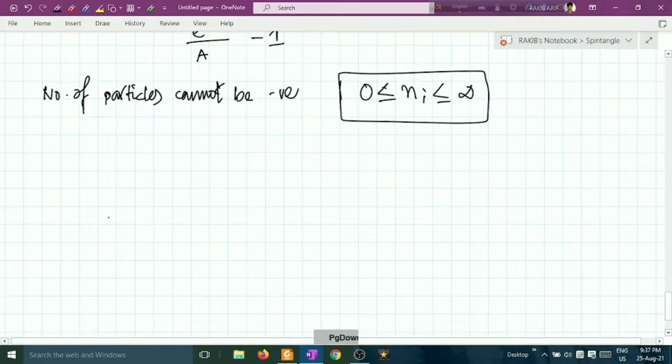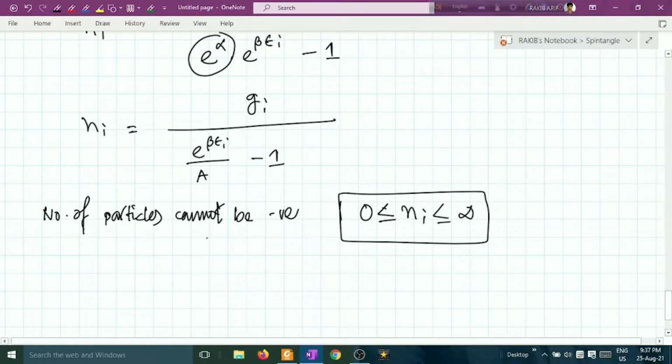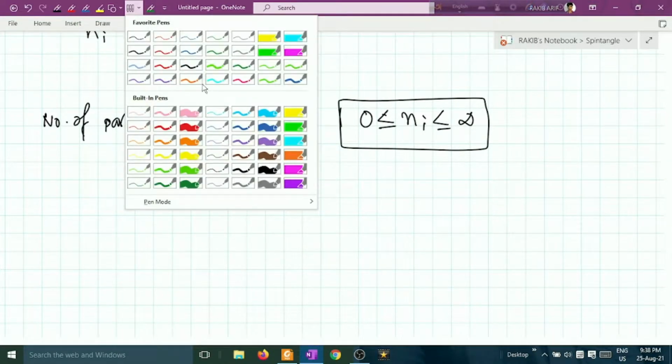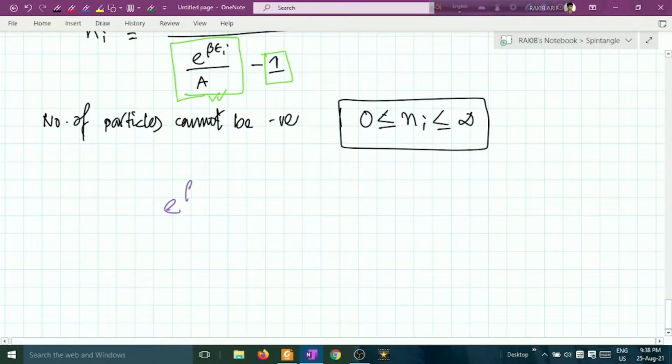To make this possible, this has to be higher than 1, otherwise the ni will be negative here. We don't want any kind of negativity in the number of particles, because the number of particles can range from 0 to infinity. So we can easily write e to the power beta ei upon a minus 1 has to be greater than 0.